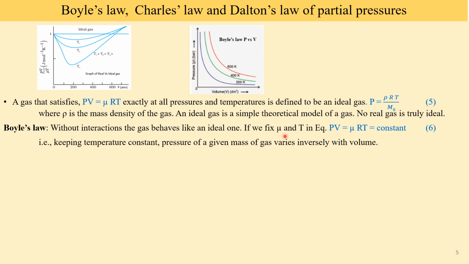If we fix mu and T in the equation PV is equal to mu into RT, that is equal to constant, that is, keeping the temperature constant, the pressure of a given mass of gas varies inversely with volume. That is, if we increase the volume, the pressure decreases. You see, the pressure is decreasing.